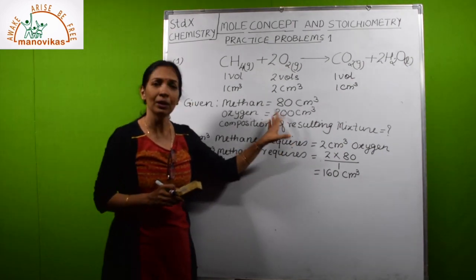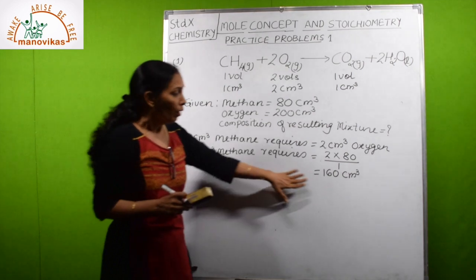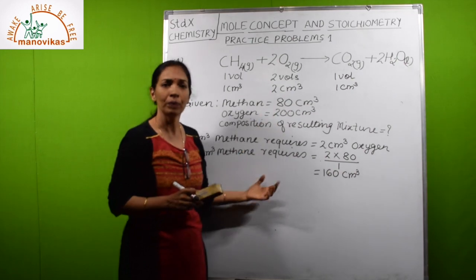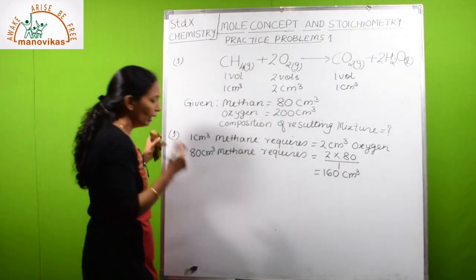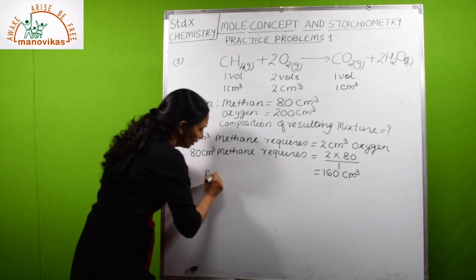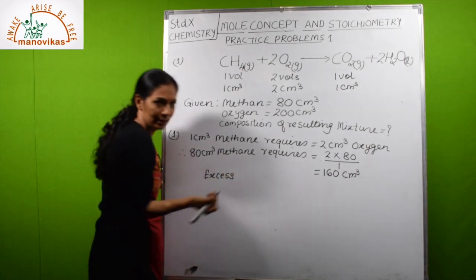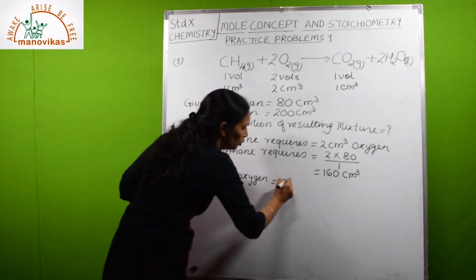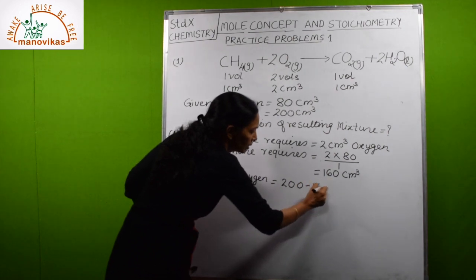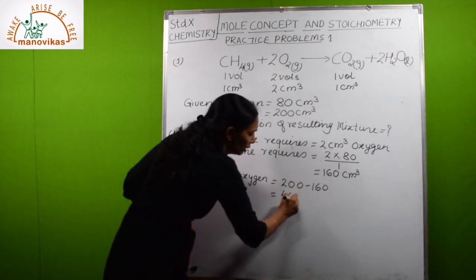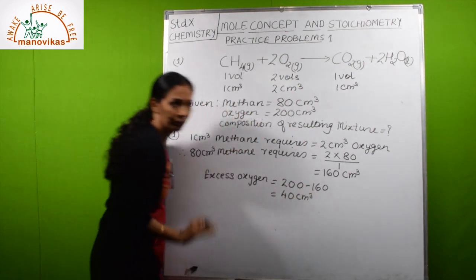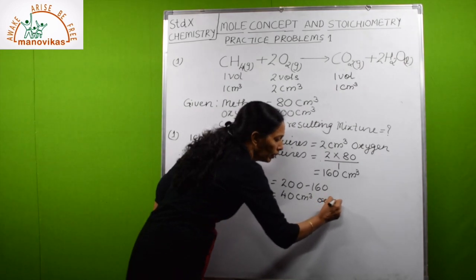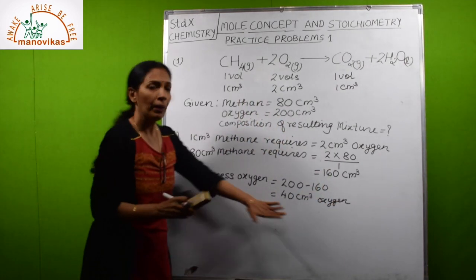How much oxygen was given? 200 cubic centimeter was given, out of which only 160 cubic centimeter is required by this 80 cubic centimeter of methane. So, how much is unused or excess? So, you can write unused or excess, any term, oxygen is 200 minus 160, so it will be 40 cubic centimeter. This much oxygen is left. Okay. So, this is one part of the resulting mixture.